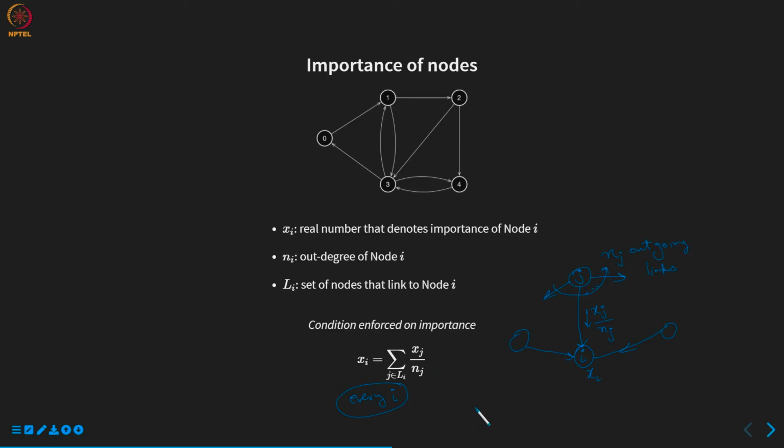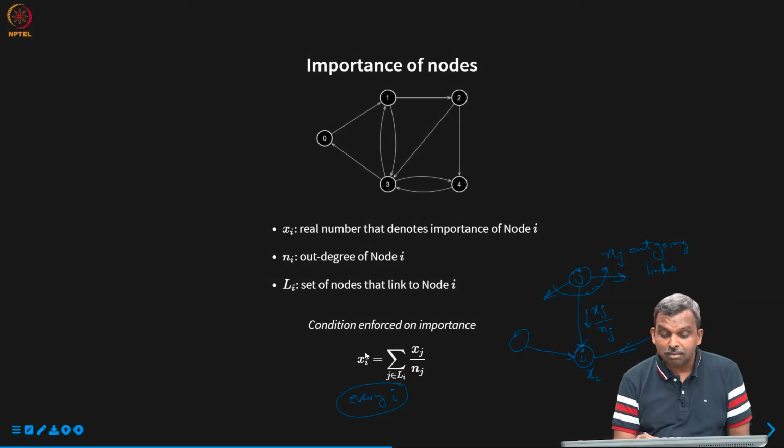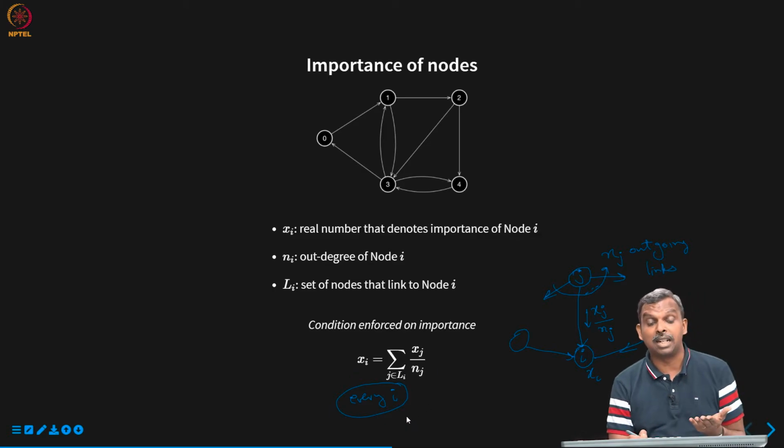Now the first thing you have to worry about is, given an arbitrary graph, you can imagine the web has a huge graph, can you even come up with an xi like this that satisfies all these equations? Is it even possible? Does there exist an importance assignment? Is it possible to find these xi? That's the question that you should ask.